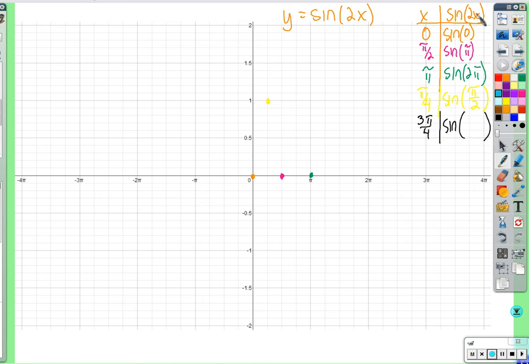Okay. Put 3 pi over 4 in there. Multiply 2 times 3 pi over 4. These cancel. You get 3 pi over 2. What's the sine of 3 pi over 2? Negative 1. It certainly seems like a full cycle, but in a different period.